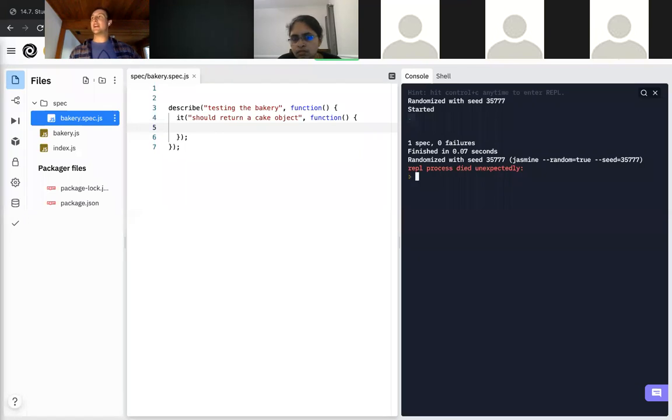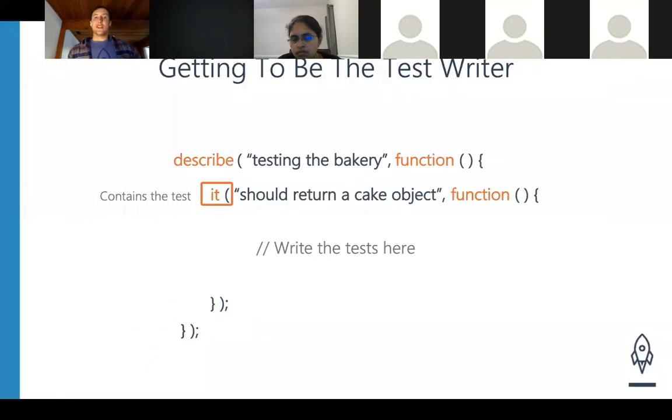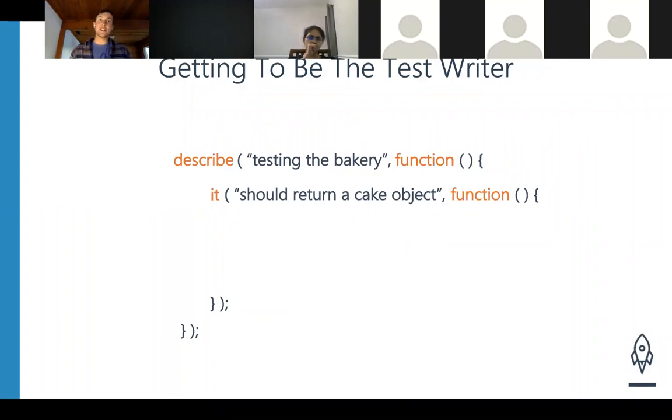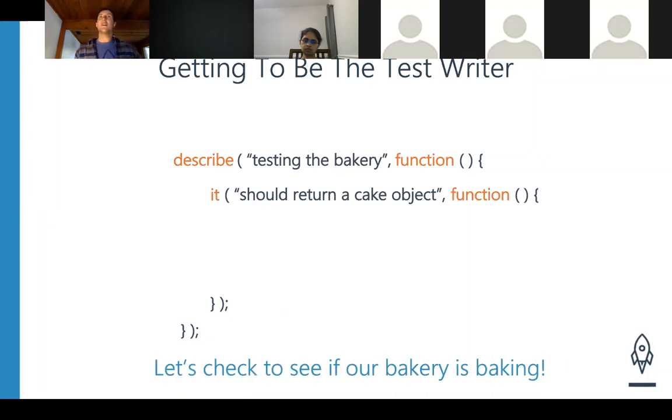So we have written the area for all of our stuff in order to check to see if our stuff is working. So let's see how we can actually write this. Now, what this it statement says here is that we should return a cake object. So that means inside of this it statement, I need to check that. I need to test that. I need to see if I run bake that cake, it gives me back exactly what I'm looking for. So that's what we're going to write here. Let's actually check to see if our function is doing what it says it's doing.